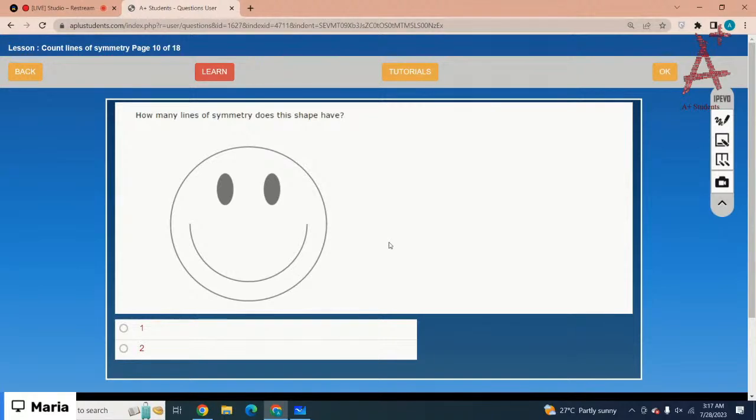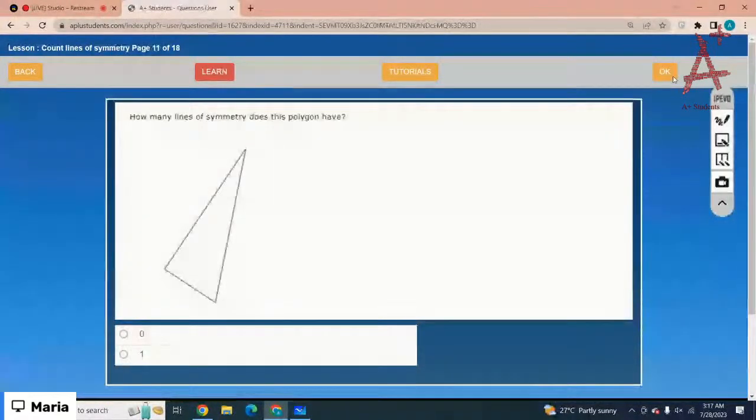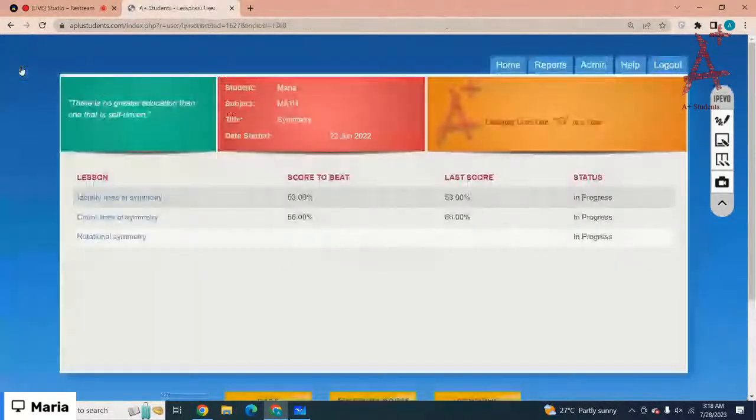Okay, you can complete the rest of the questions by yourself later today. Let me just move on to the next lesson. If you need more help with the lesson, you can contact any tutor on Skype. They are available from Monday to Friday, 5 to 9. The next one is rotational symmetry. Let's just start with the next lesson.